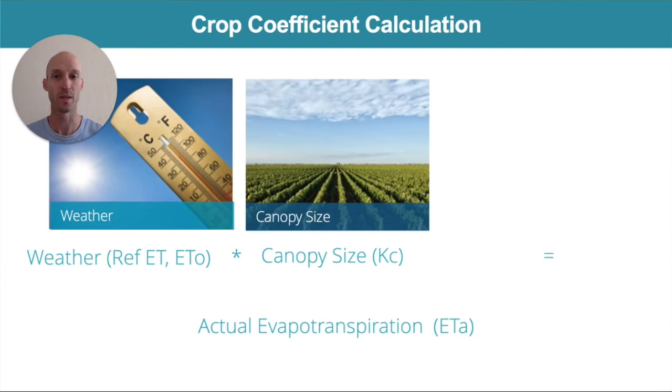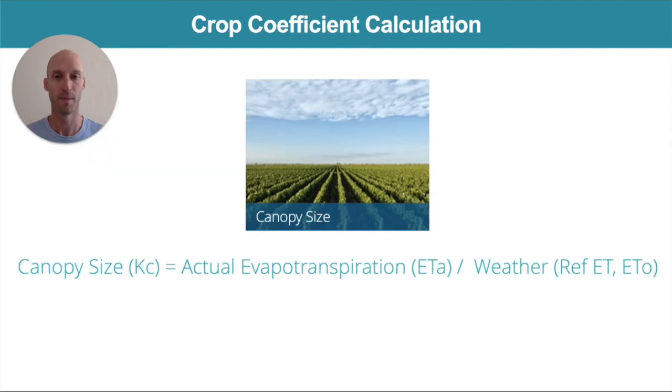We can rearrange this equation by dividing both sides of the equation by the influence of the weather. In other words, dividing both sides of the equation by the reference ET. And we now have a new equation that says the crop coefficient is equal to the actual evapotranspiration in that field divided by the reference evapotranspiration. In other words, the size of the plants from a water use perspective, that's what the crop coefficient is, is equal to the actual water use of the field compared to the water use of a lawn.